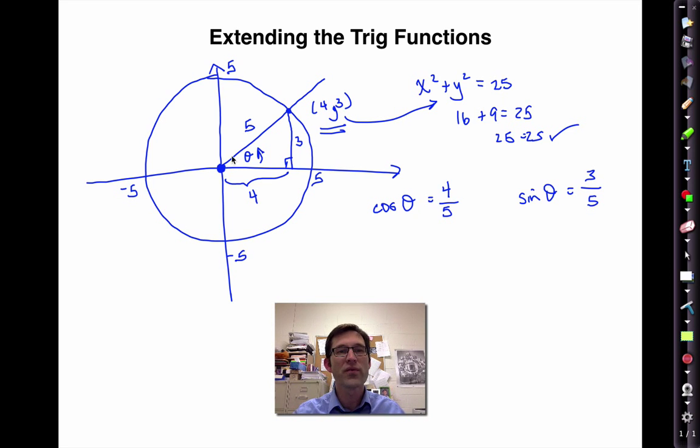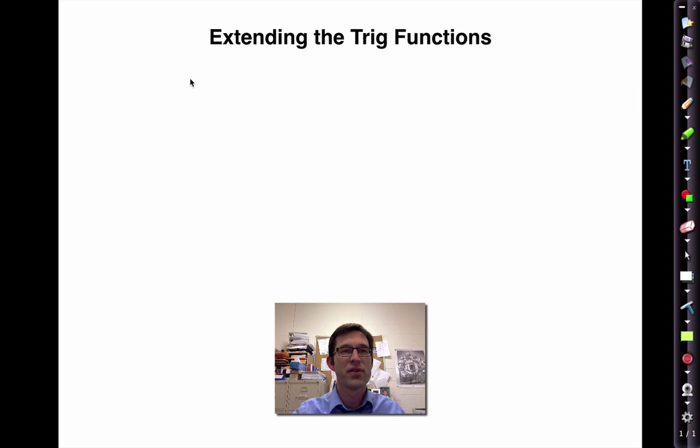It's really cool. Now, what in the world does this have to do with extending the trig functions? Well, notice what I've got here is I've got an angle that's still acute. But what would happen now? Let me clear all this stuff out so I have a new picture to work with. What would happen if I wanted to just extend it?